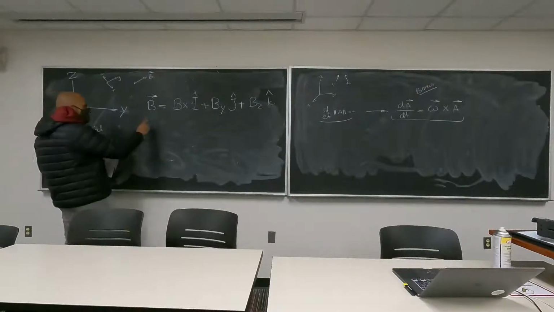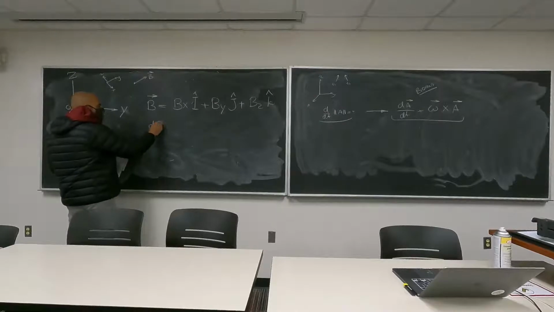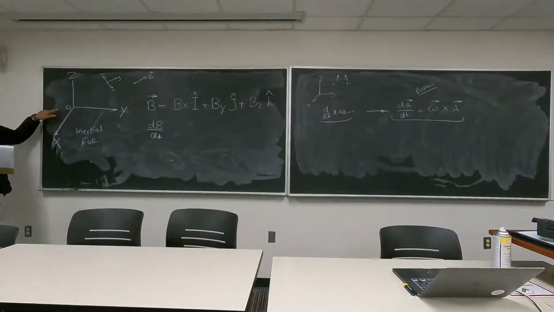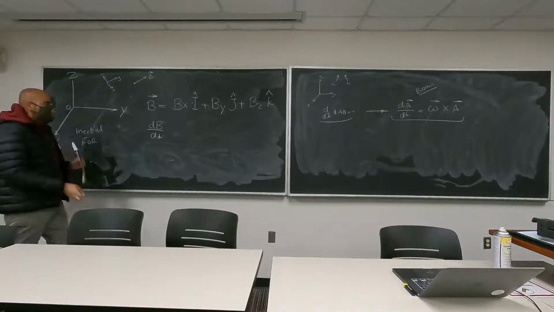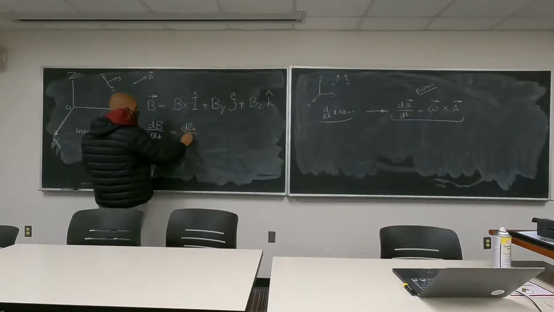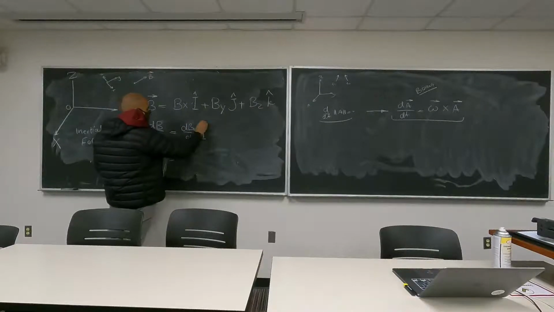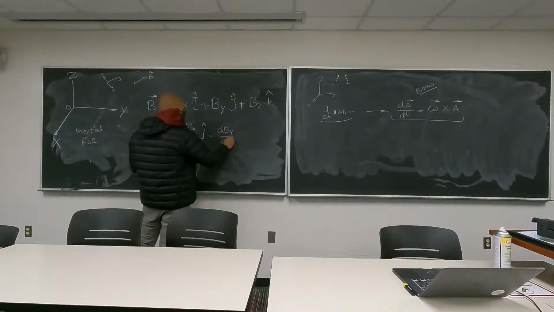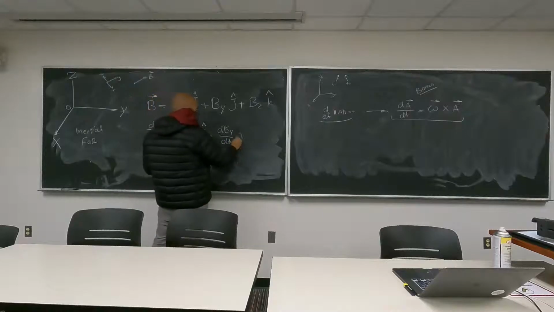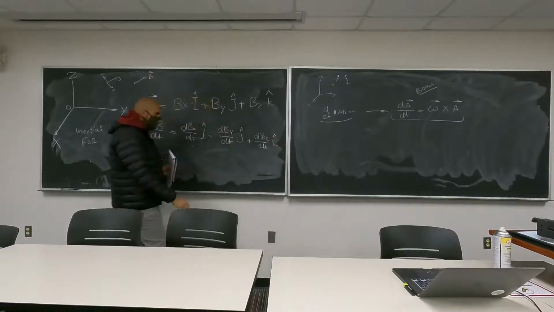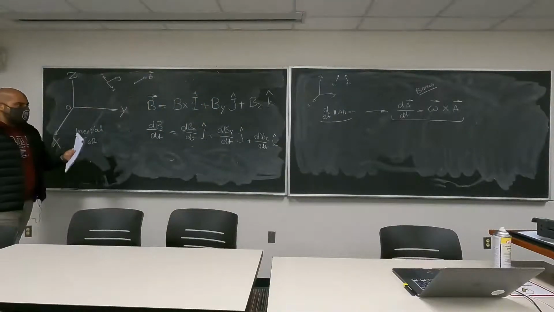So your dB/dt for this version of your vector B, with respect to your inertial frame of reference, is going to be the regular dBx/dt I plus dBy/dt J plus dBz/dt K. Okay? And this is capital I, capital J, capital K.